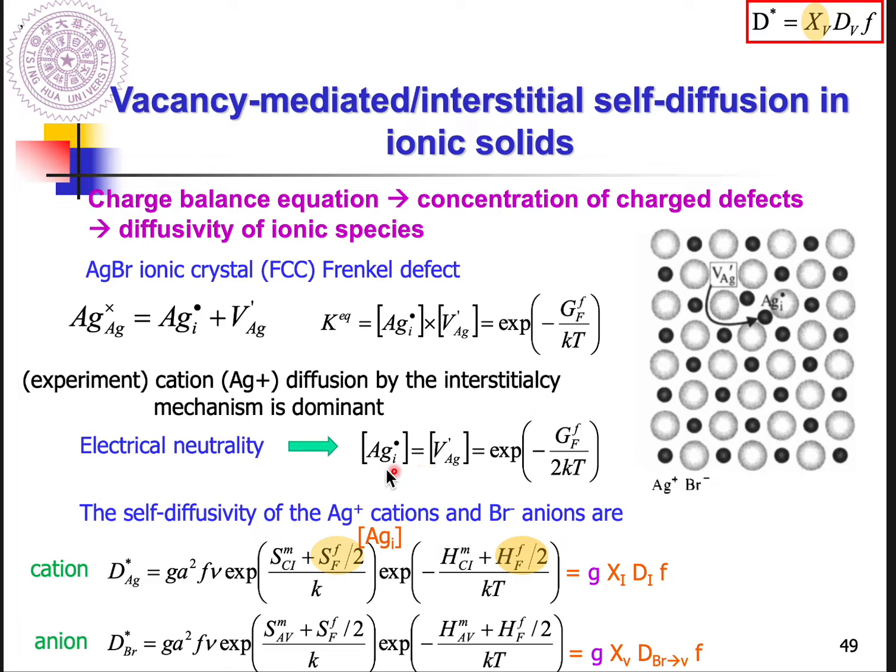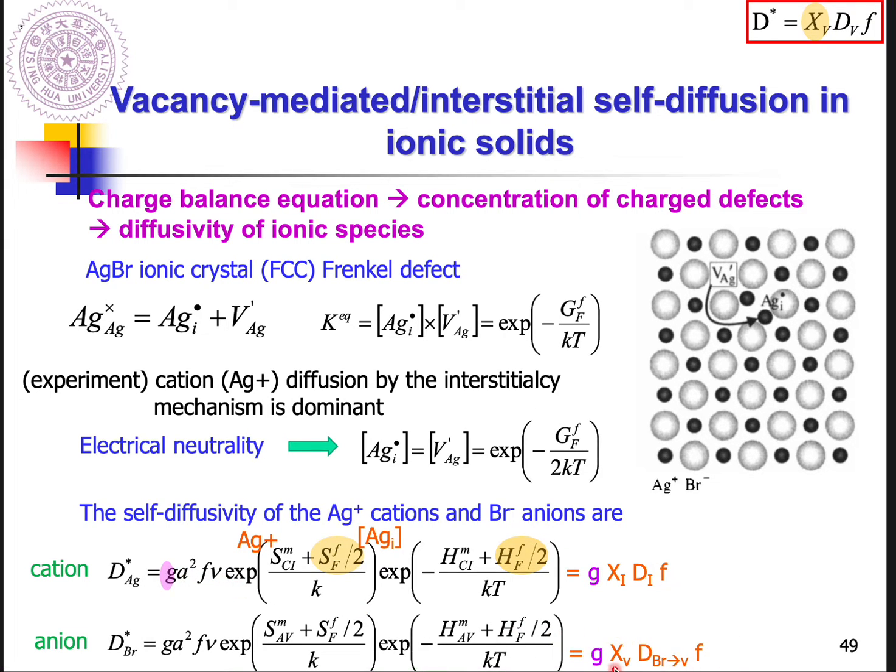It is the Frenkel defect formation energy, and then we separate it into an entropy term and an enthalpy term. The diffusivity of these silver ion interstitials would be the migration energy of this cation moving to interstitials, also separated into entropy and enthalpy terms. And the coefficient part, because this is FCC, is a squared F and nu, which you can check in section 1 of these lectures.